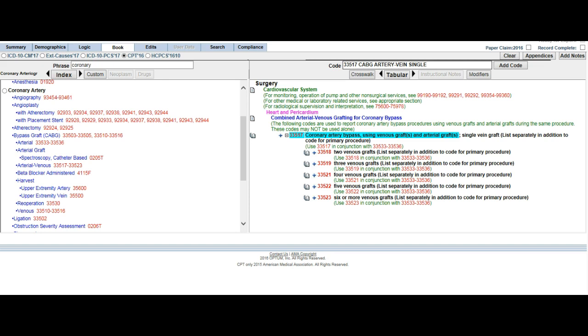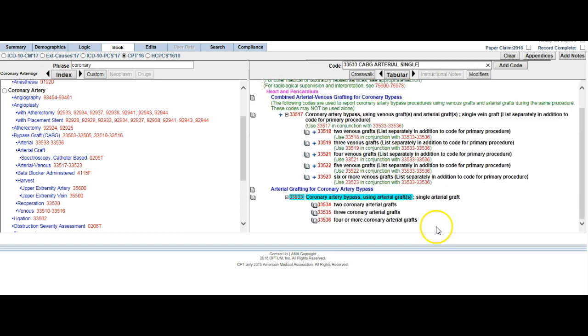The vein graft completed at the end. Proximal portion of the obtuse marginal branch. So this, we only have one venous graft and we only have one arterial graft. But as you can see, we have to code for the arterial venous. The other code would be appropriate if we only had the saphenous vein bypassed in the heart only. But since we had both, then it's important to use both.